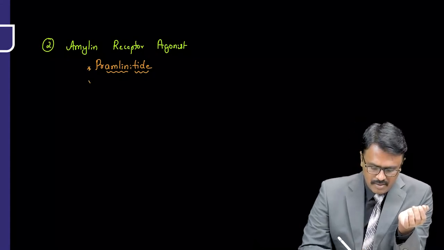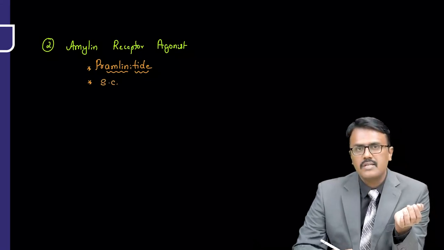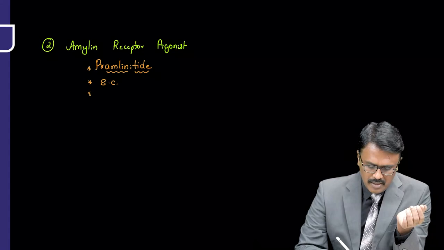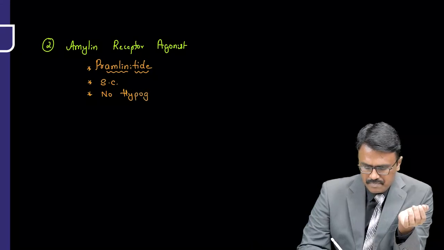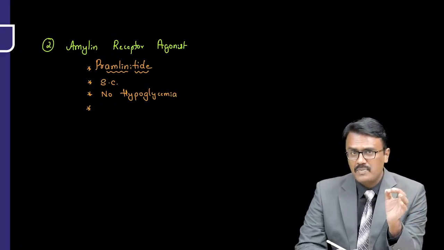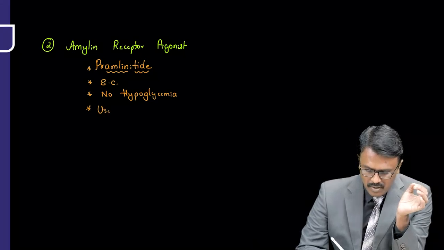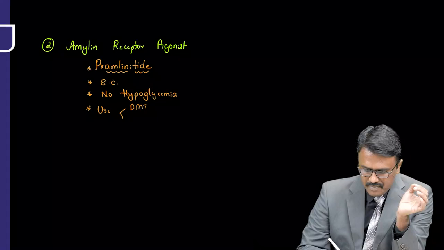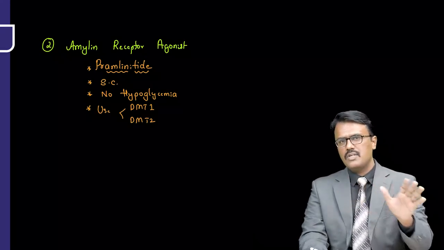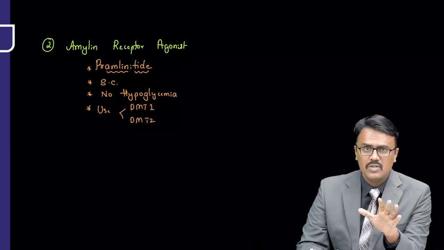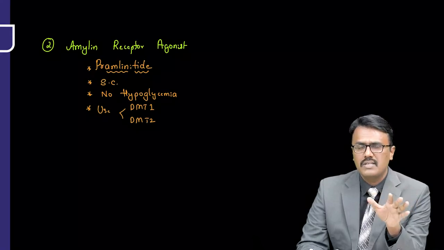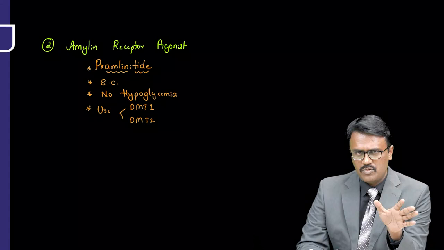Now, since it's a peptide, pramlintide is given subcutaneously. Pramlintide has no hypoglycemic effect. It will not produce hypoglycemia. One specialty of the drug is that it is approved for both diabetes type 1 as well as diabetes type 2. You take insulin, which is used everywhere. Another drug which can be used for 1 and 2 is pramlintide. Except this, all other drugs we discussed are only approved for diabetes type 2.